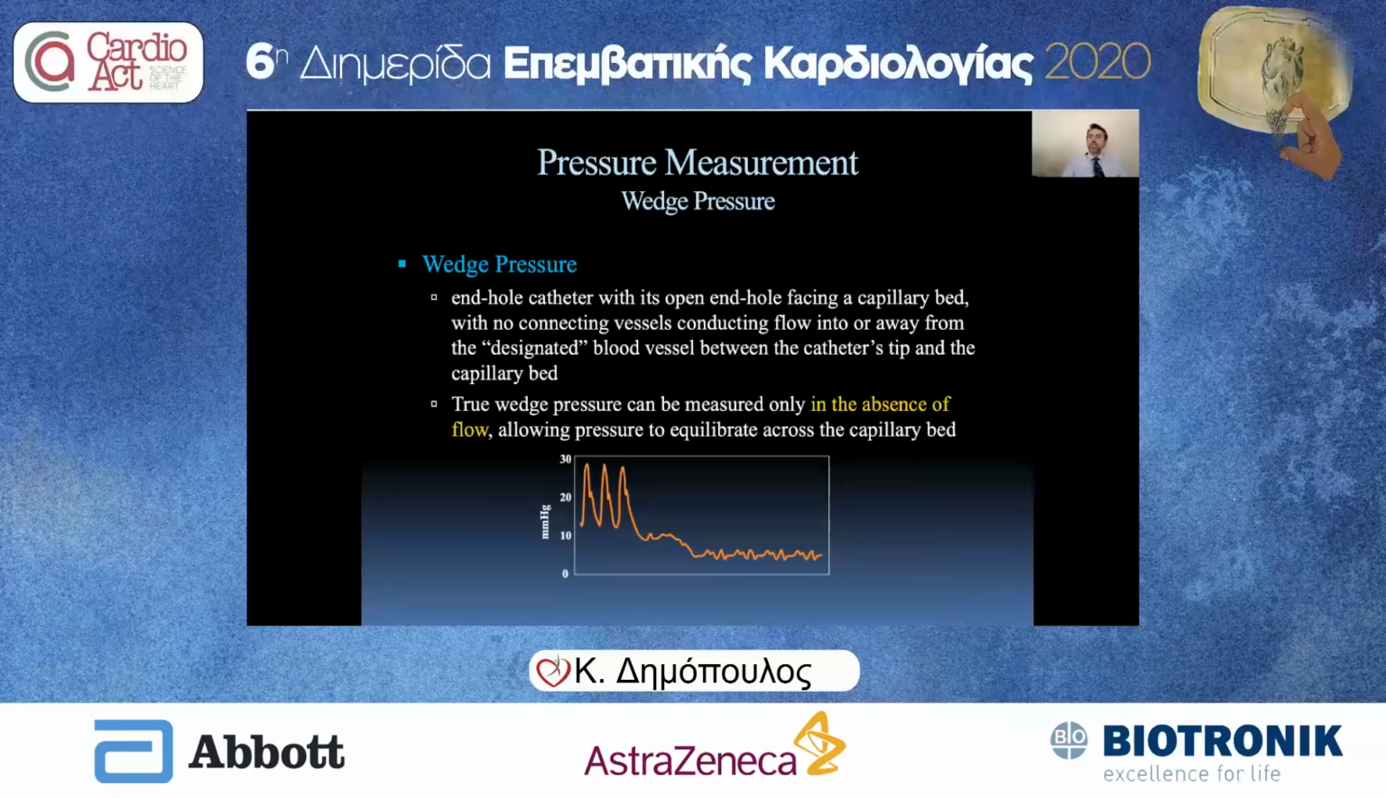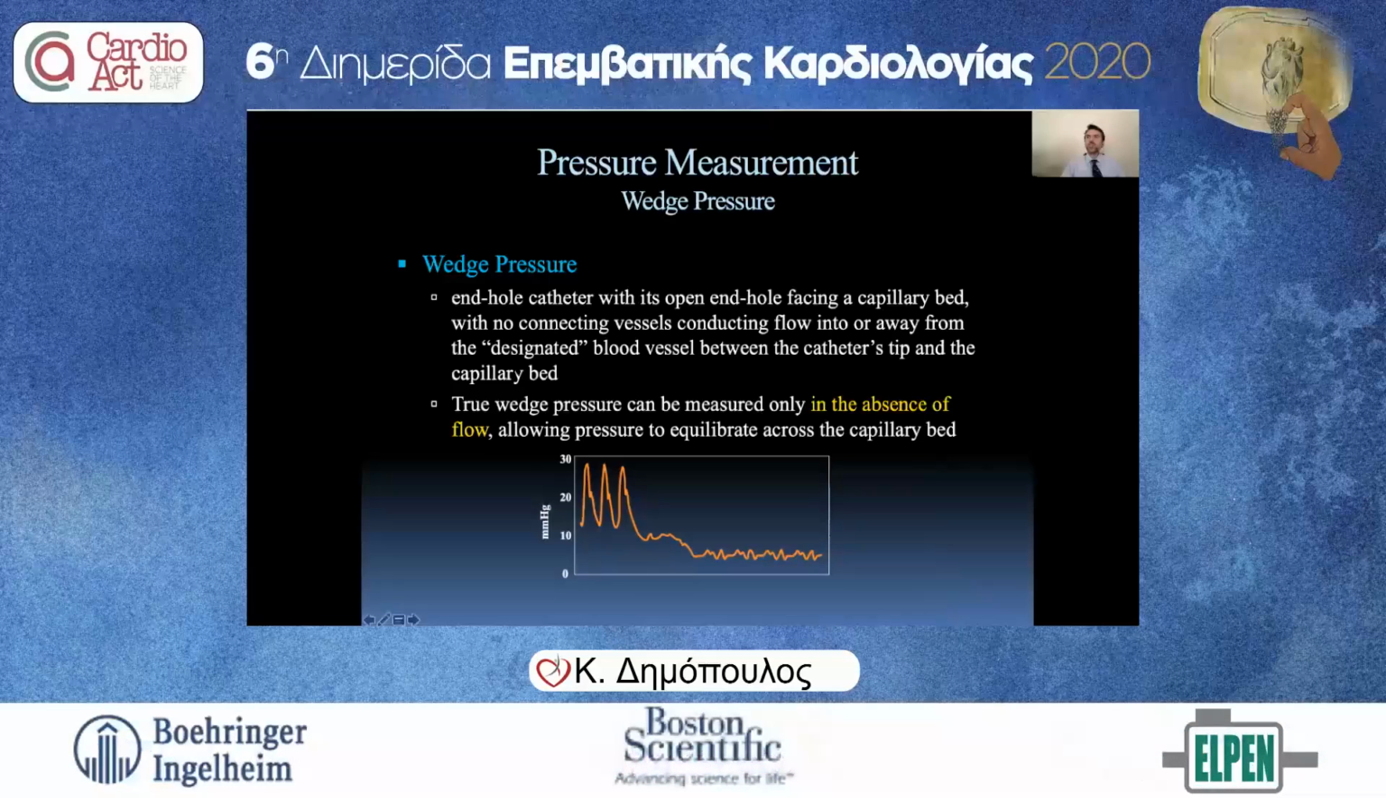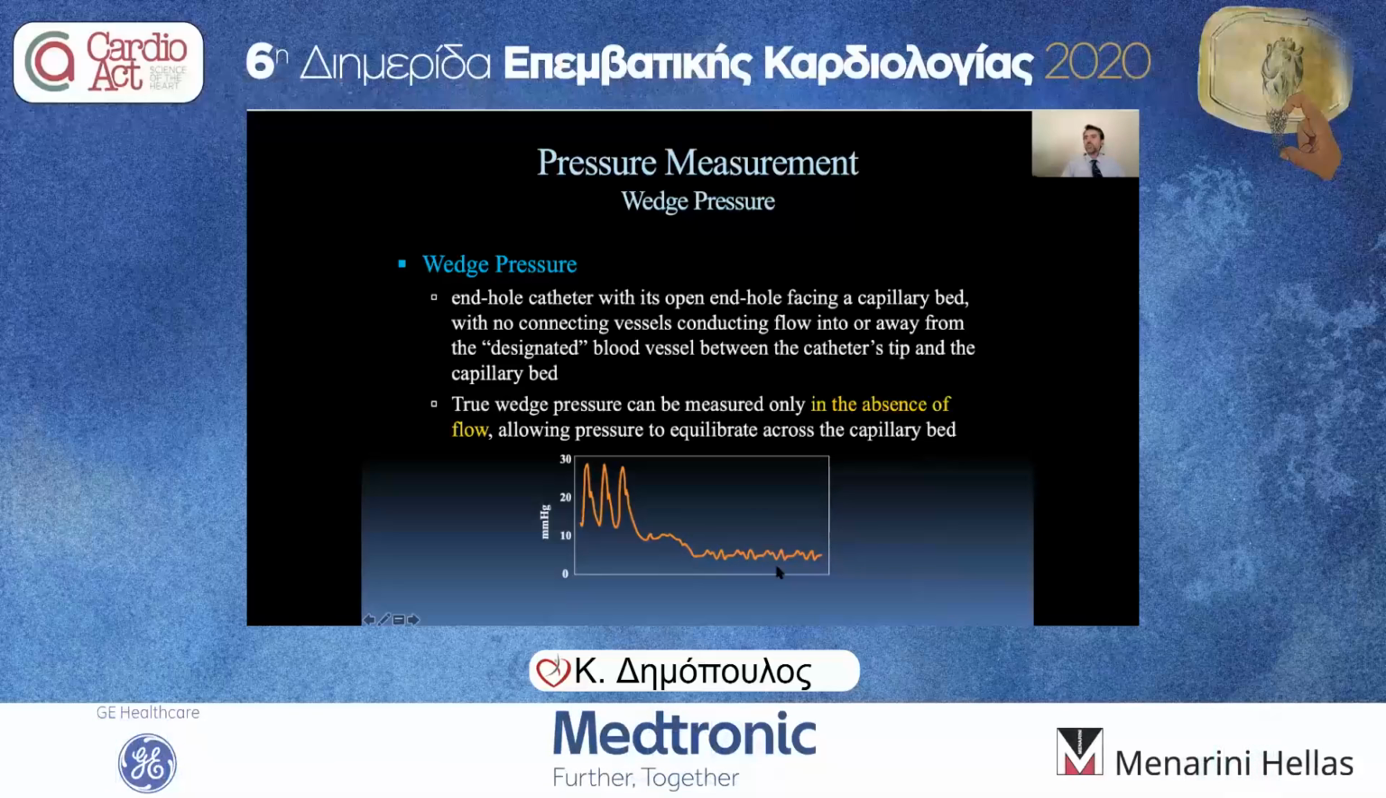Another very important measurement, probably the most difficult measurement to make in right heart catheterization, is the wedge pressure. I'm not going to talk about the PA pressure, which is of course very, very important, probably as important as all the others, but the difficulty that we encounter is usually getting a nice wedge pressure.